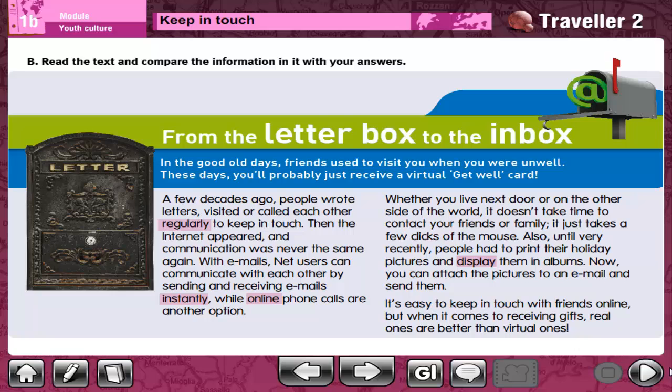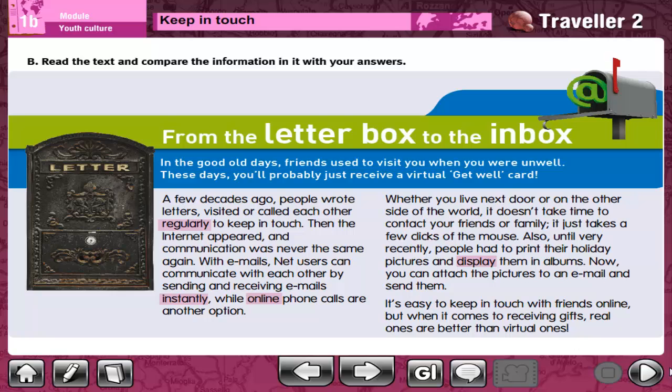Okay, so I have many questions. Like, how did people communicate in the past? You can see the answer. Yeah, people wrote letters, visited or called each other regularly in the past. Of course, keep in touch. Keep in touch has the same meaning as communicate or contact. Okay? And appear, the opposite of disappear, come to be shown. Come to be shown. Okay.